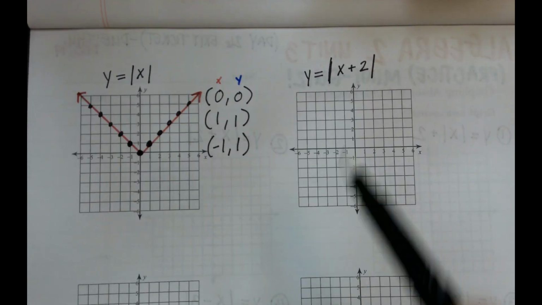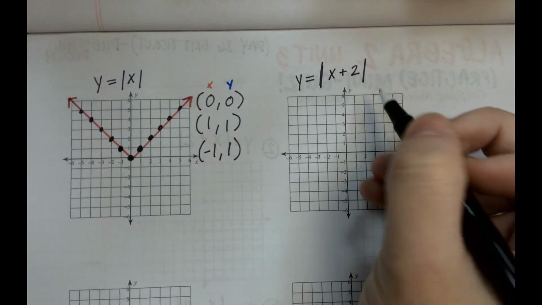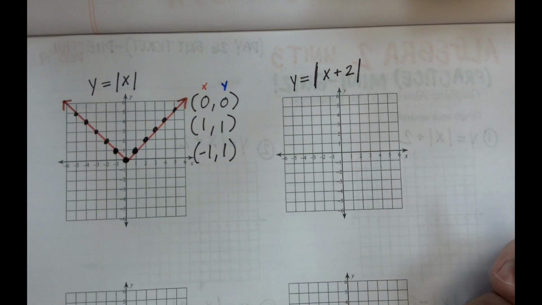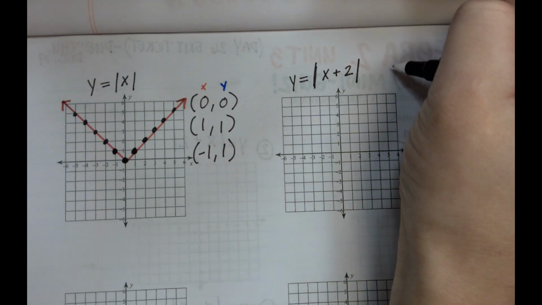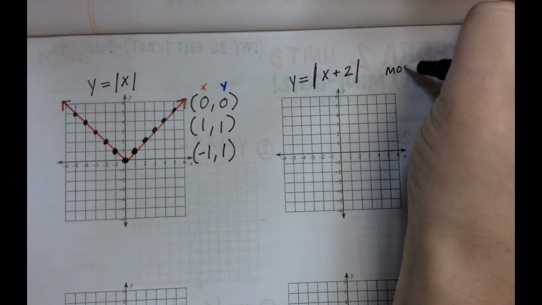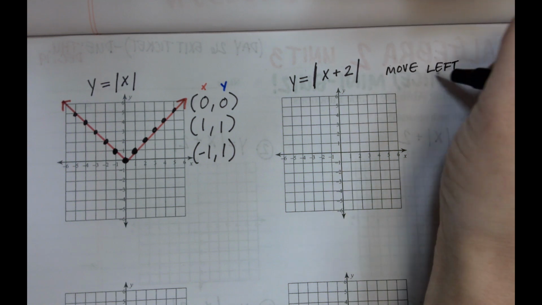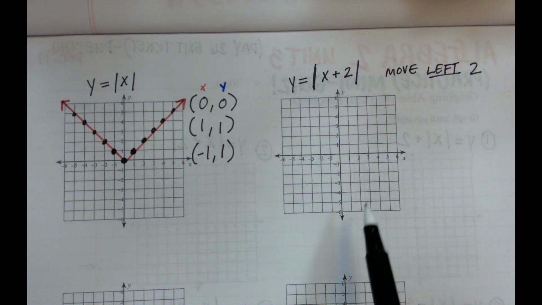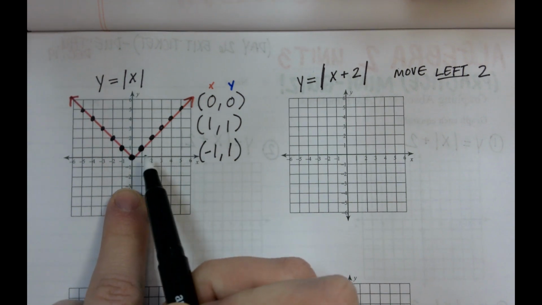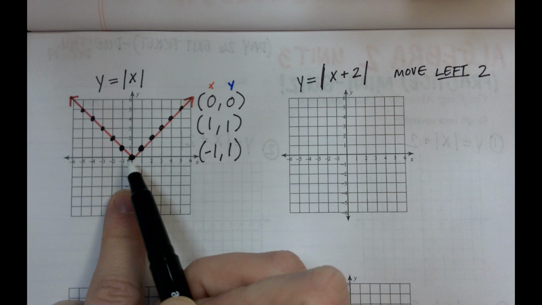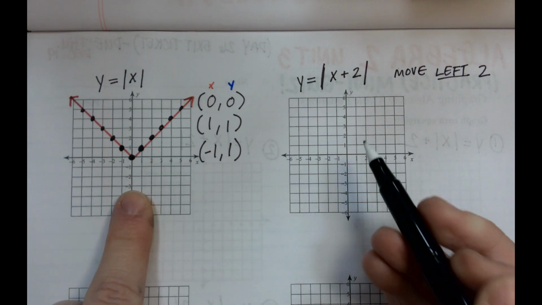So here's the example we'll use, the absolute value of x plus 2. If we didn't want to make a bunch of coordinates and we wanted to just use that rule that we're going to move left 2 units, we could just start with this original graph and take each of the points and move them over 2 spaces. That would be the fastest way to do it.